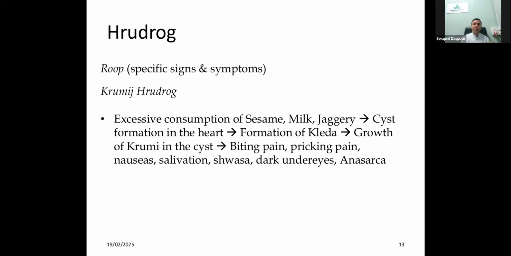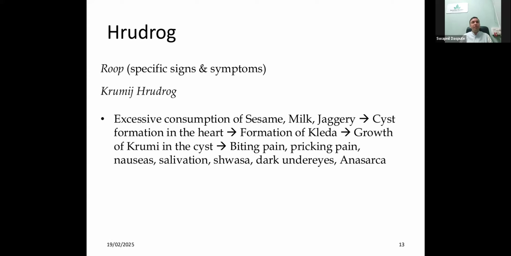Pricking type of pain will be experienced in other types of Rudrog as well. But if the patient is able to explain the biting type of pain properly, then you can relate it to Krumija Rudrog. Nausea, salivation, shwasa, dark under the eyes, anasarca. Anasarca is generalized swelling on the body. So biting type of pain is quite typical to Krumija type of Rudrog.